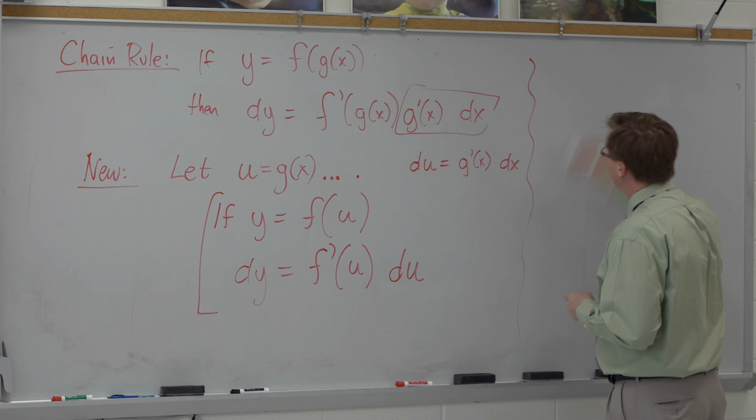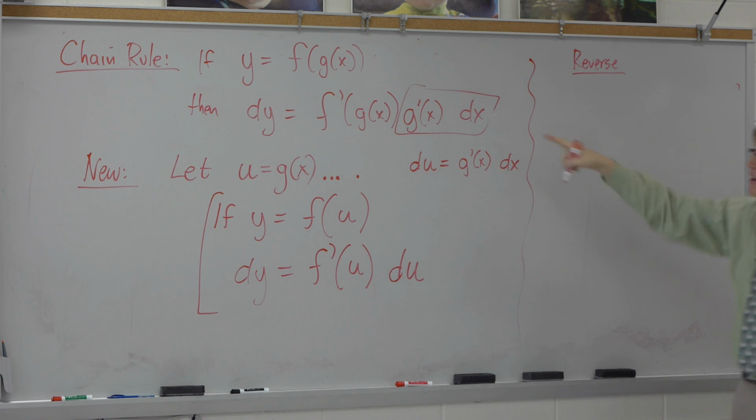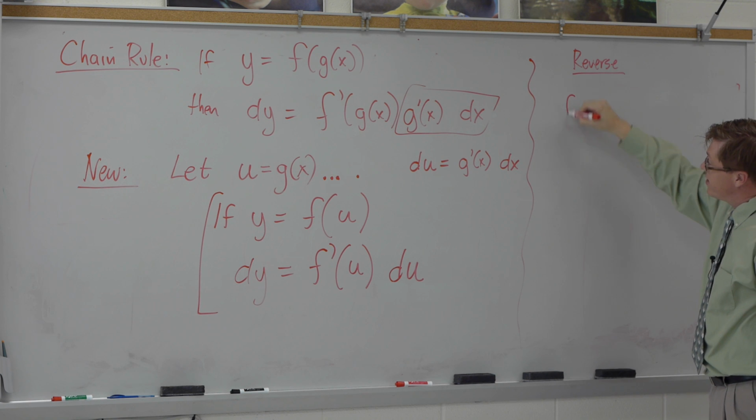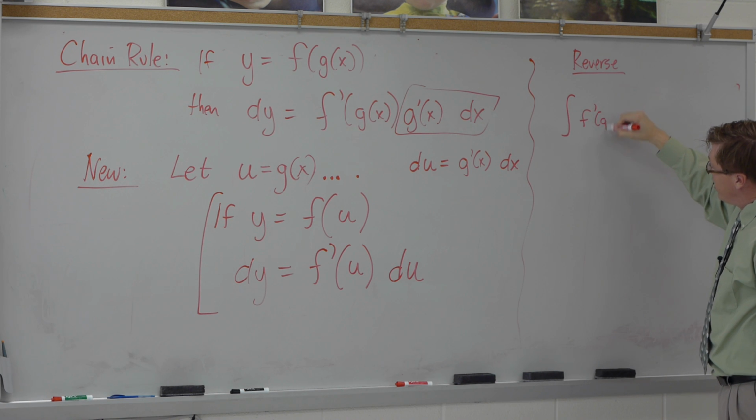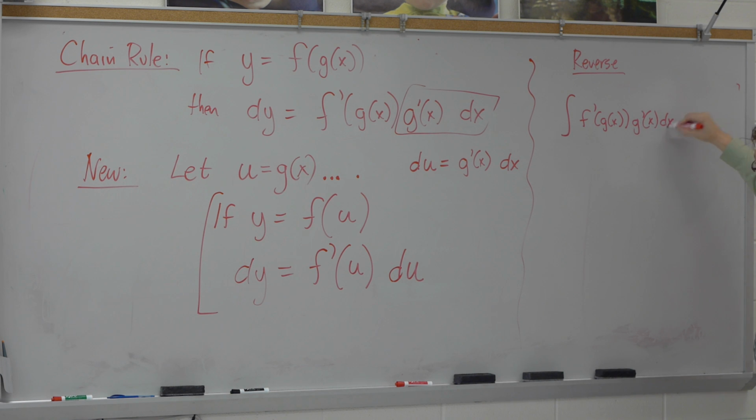So an integral reverses these. So let's do the reverse. If I integrate this, this just says that the integral of f prime of g of x times g prime of x dx is f of g of x. That's just my first chain rule, basically read backwards. Plus c, of course.